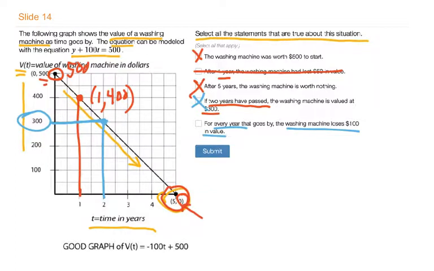Well, let's look at year 3. Right here. What is it worth at year 3? 200. So every year that goes by, the value goes down 100. Absolutely. So that is also true. So what was true? 1, 3, 4, and 5. Hit submit. You should get them all correct.